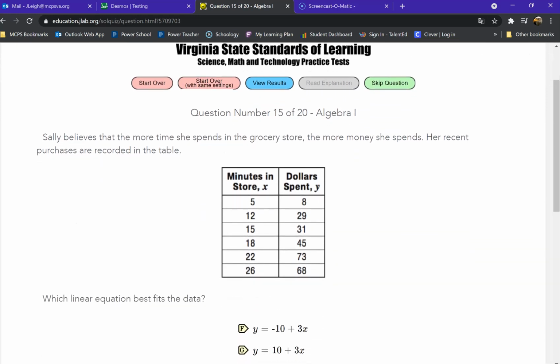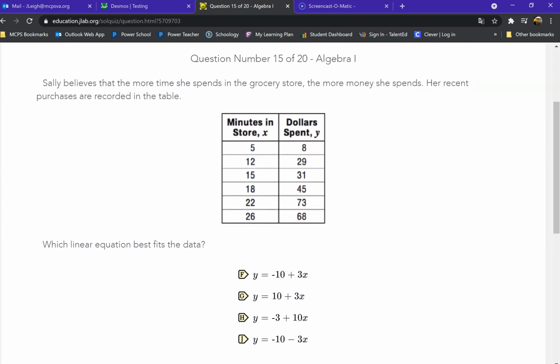Sally believes that the more time she spends in the grocery store, the more money she spends. Her recent purchases are recorded in the table. So X represents her minutes in the store, so how long she was there, and Y represents how much money she spent. So which linear equation best fits the data?